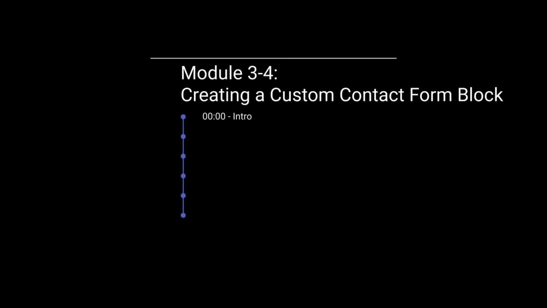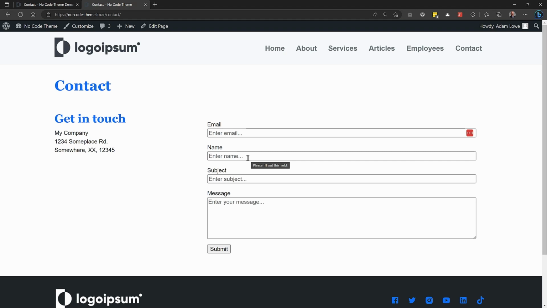In this lesson, we're going to create a block that has a custom contact form. This contact form is going to be able to email us when somebody enters their information, and it's also going to create a custom post type and save each submission as a post.